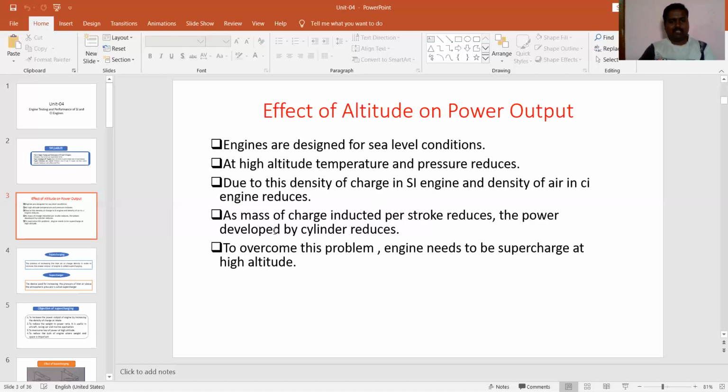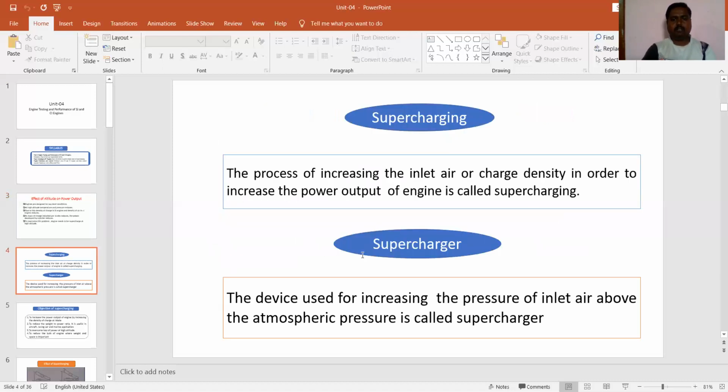Means the power developed by the engine is reduced because of this variation in charge density. To overcome this problem, the engine needs to be supercharged at high altitude. If you want to use the engine at high altitude, we need to supercharge the engine. Supercharging the engine means the density of the air and fuel mixture supplied to the engine should vary according to altitude. This concept is nothing but supercharging. We will cover this in the next point.